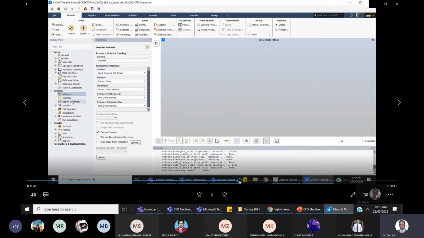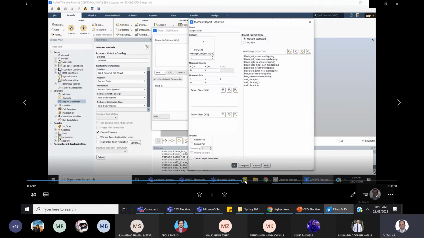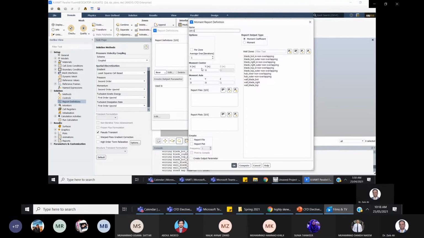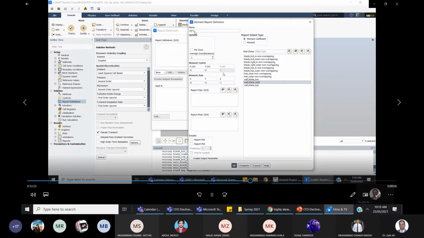And then you set the other parameters. For example, in the report definitions, you are interested in, for example, the coefficient or the moment being produced by the rotation. So you can set a report definition to calculate the moment coefficient for each blade. You can analyze that later.